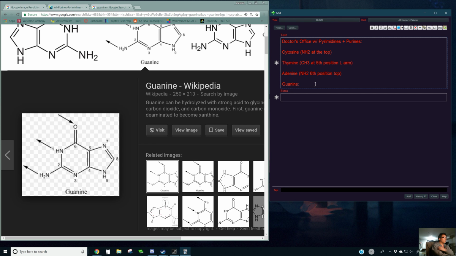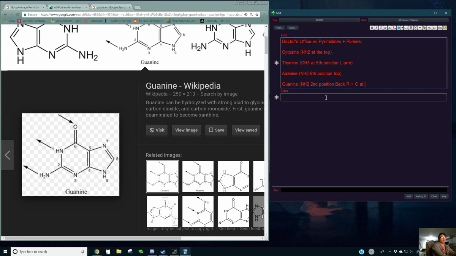So Gaara from Naruto is on the chair in the back. He's protecting everyone with his gourd. The gourd is in the position to his back right side, so the back right side will be right here. So NH2, second position, back right. Okay.